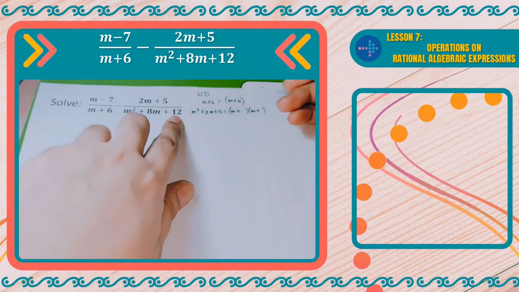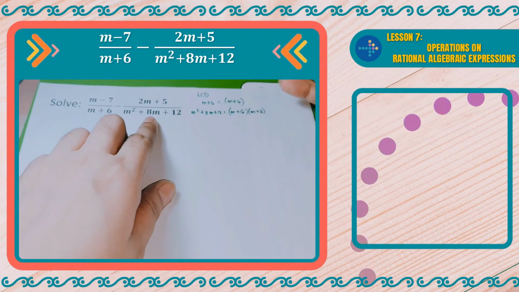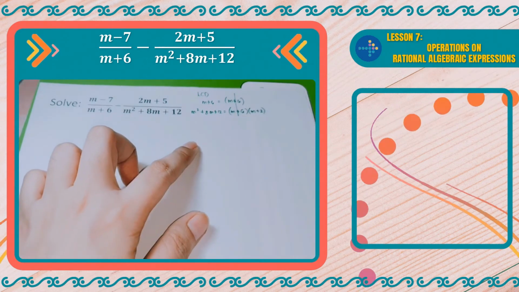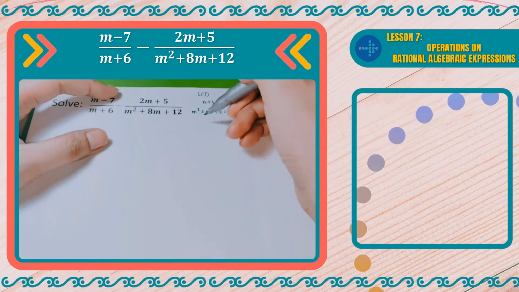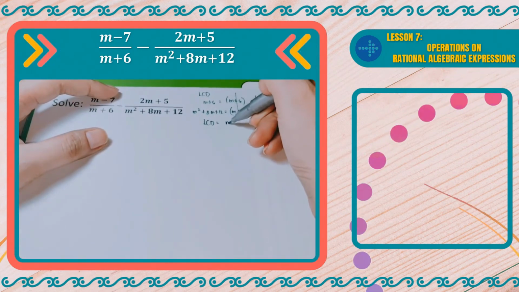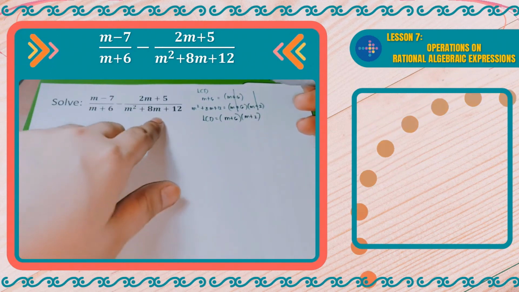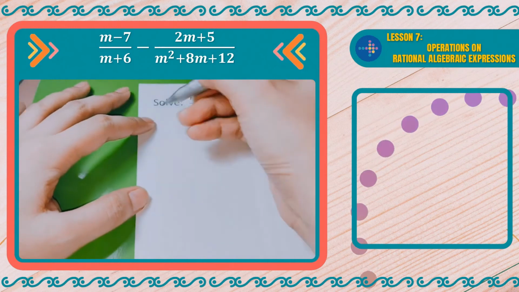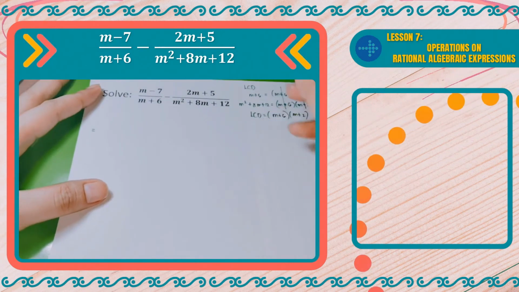Then, ano yung factors ni 12 na kapag inadd, 8 ang magiging sagot? So, we have 6 and 2. So, common factor is m plus 6, counted as 1. Then, uncommon factor, which is m plus 2. So, ang LCD natin ay m plus 6 times m plus 2, which is yung second denominator natin. So, let us make them into similar expressions.